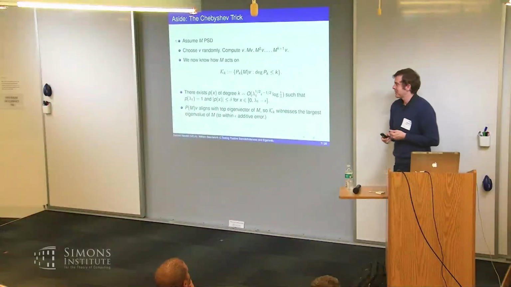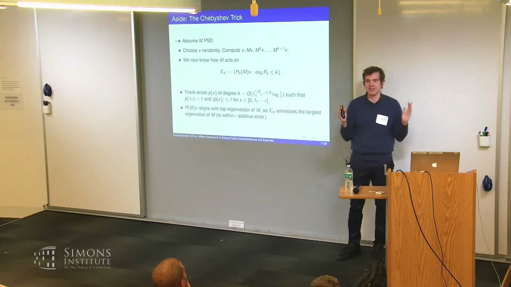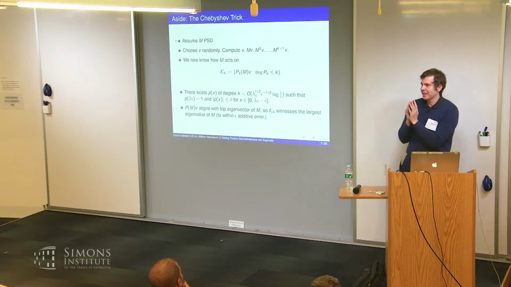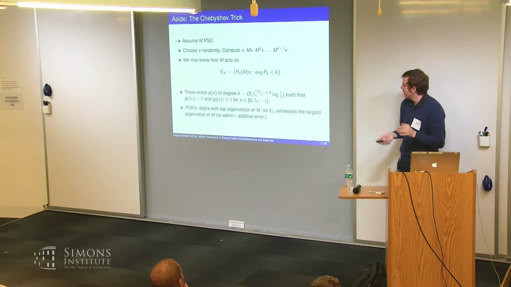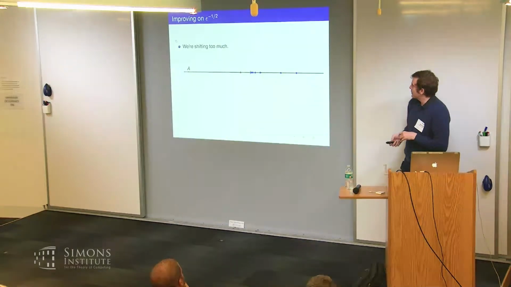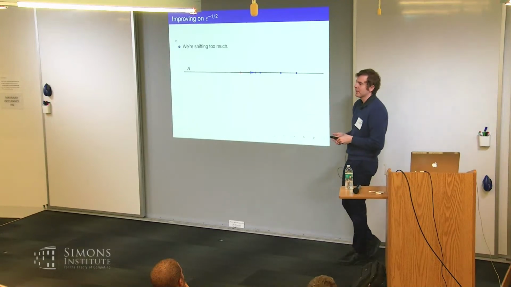Yeah, that's exactly right. So we had to shift a lot, right? Potentially shift by 1 times the identity. So is there some way we could avoid shifting so much?